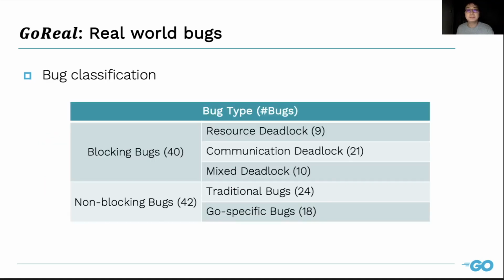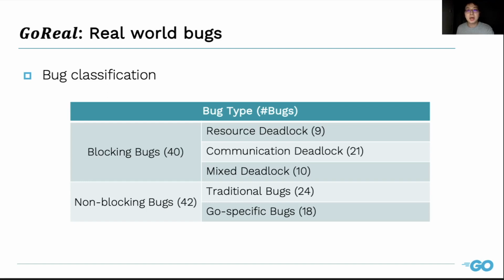At present, GoReal has 40 blocking bugs and 42 non-blocking bugs. Blocking bugs consist of resource deadlock, communication deadlock, and mixed deadlock. Resource deadlocks are all caused by locks, including classical ABBA deadlock and double locking.